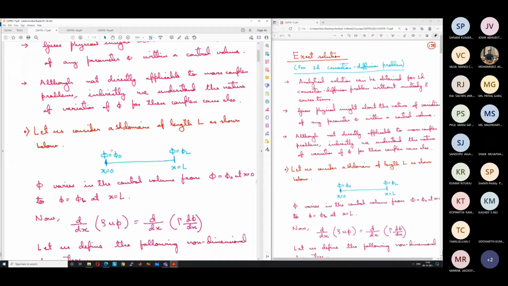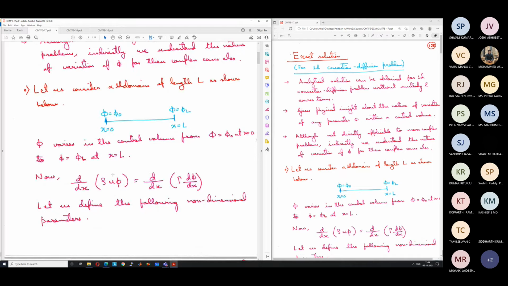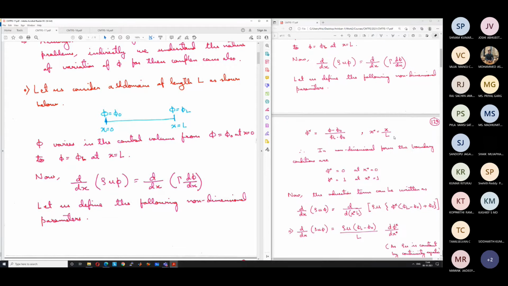And the boundary conditions are given as phi is equal to phi 0 at x equal to 0 and phi is equal to phi L at x equal to L. Okay. And the governing equation, remember, it's a 1D steady state problem without any source term. So we only have the advective and diffusive term. d dx of rho u phi is equal to d dx of gamma d phi dx. We will keep this open here.